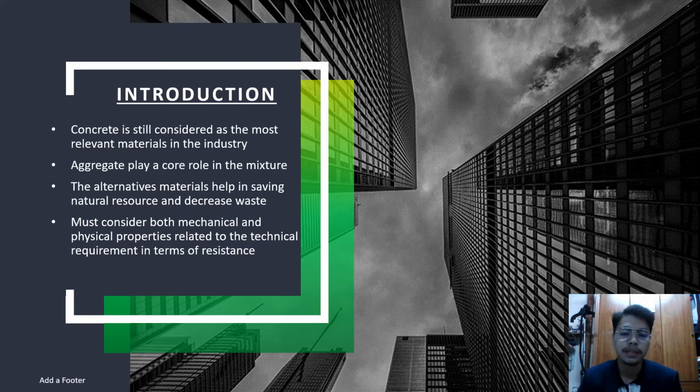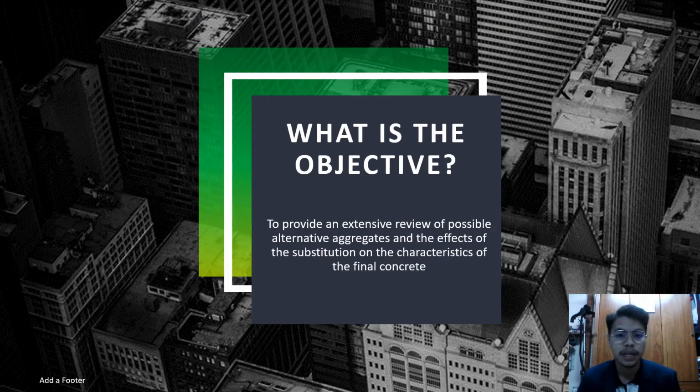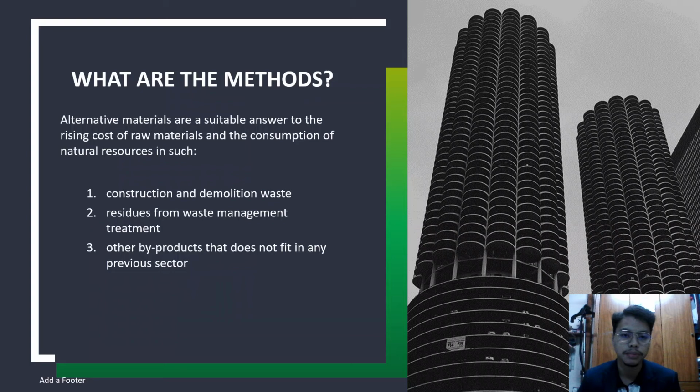The use of alternative material must consider the effect on both mechanical properties and durability, and specimens must comply with technical requirements in terms of resistance. What is the objective? The aim is to provide an extensive review of possible alternative aggregates and the effects of the substitution on the characteristics of the final concrete.